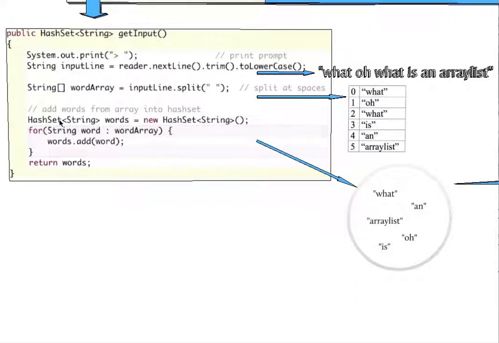Now, here we declare a hash set. Remember, that just has keys, no values. So hash set of strings called words. And here we actually make the new hash set.